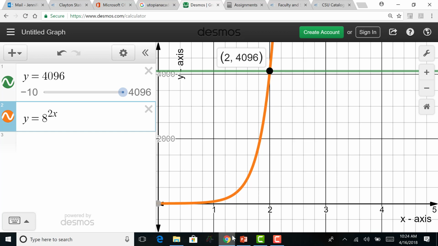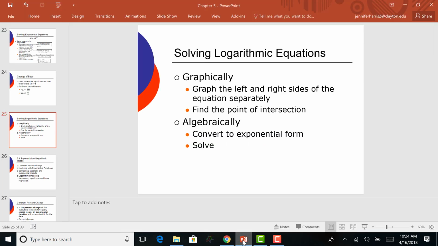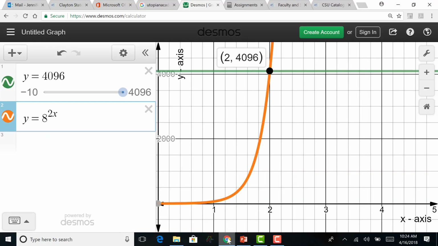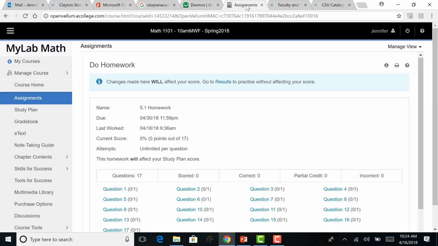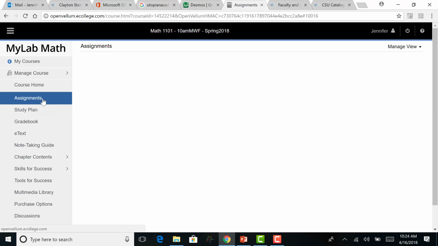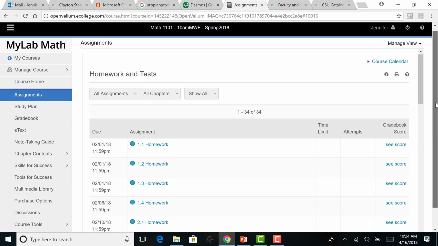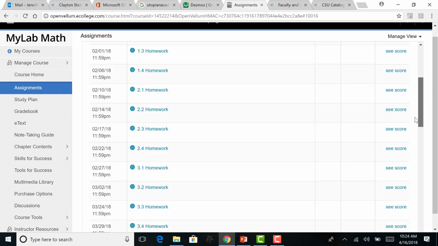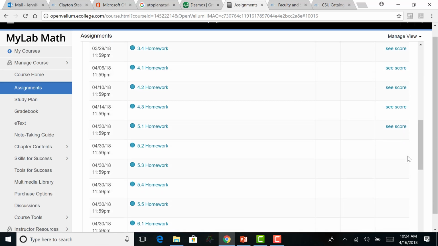Okay? All right, let me go back to the PowerPoint. That was showing you graphically. We did it algebraically. And now I'm going to go to the homework because I want to see what the homework looks like for this. So let's go and see what the homework looks like for this particular section. So this was 5.3, correct? Let's go down to 5.3 and see.